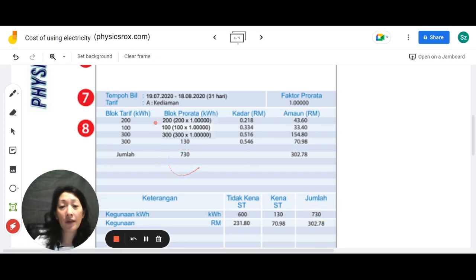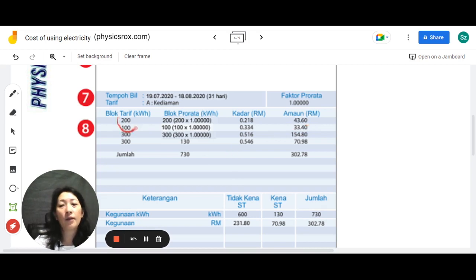Now, from 730, the first 200 is based on this rate of 21.8 cent or 0.218 ringgit. So you can see over here, it's 200 times 0.218. That gives us 43.6. But of course, the usage is much higher than 200. So the next 100 follows this rate. So that's why it's 100 here. 100 times 0.334 gives us 33.4.